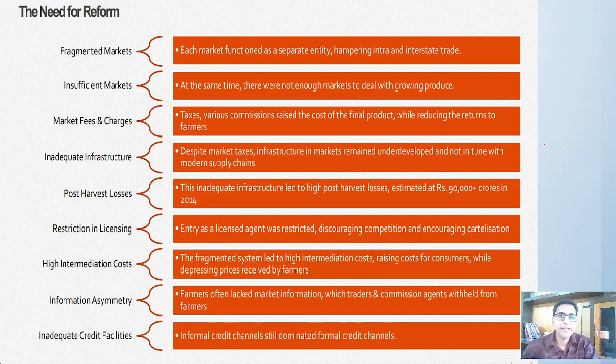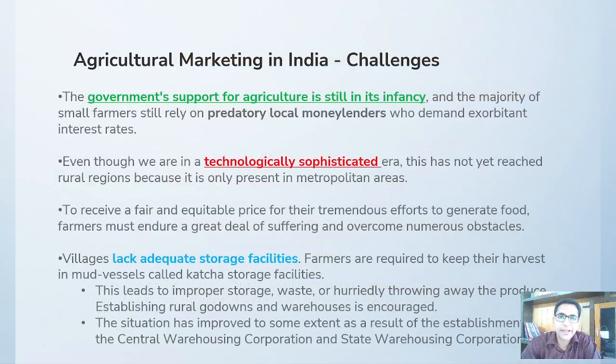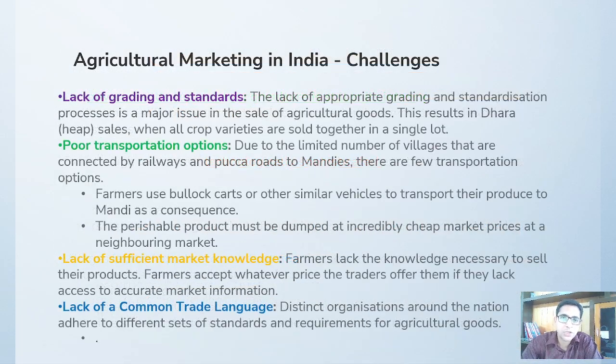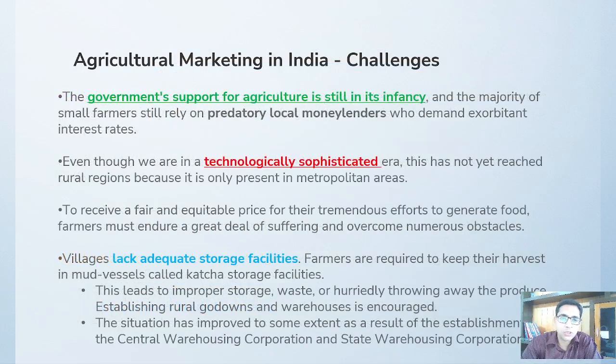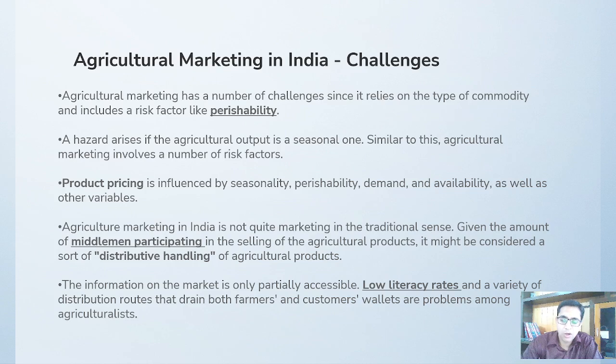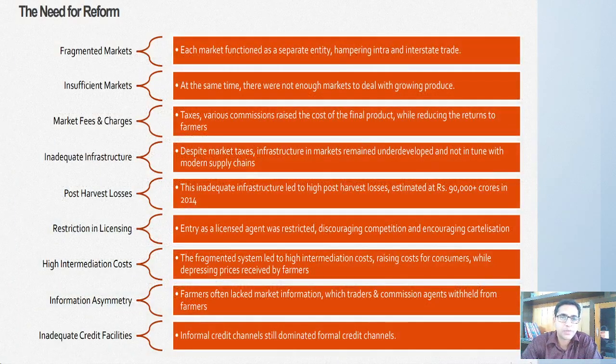So why do we need the reforms? We will be reading this slide along with the coming two slides. Okay, agriculture marketing challenges. Before we go to that, let's see what is the issue with the first one. We are talking about agriculture marketing, right?